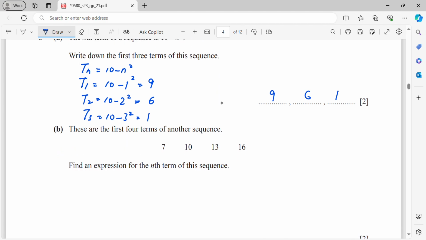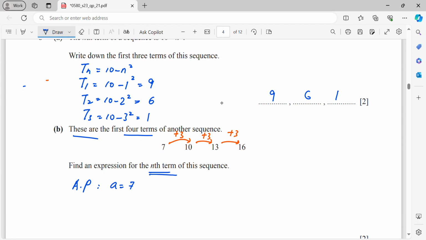Now B, these are the first 4 terms of another sequence: 7, 10, 13, and 16. Find an expression for the nth term of this sequence. First of all, you check. 7 to 10 is plus 3. 10 to 13 also plus 3. 13 to 16 also plus 3. That means you keep adding 3 to get the next term. Therefore this is an arithmetic progression. So I will write arithmetic progression.